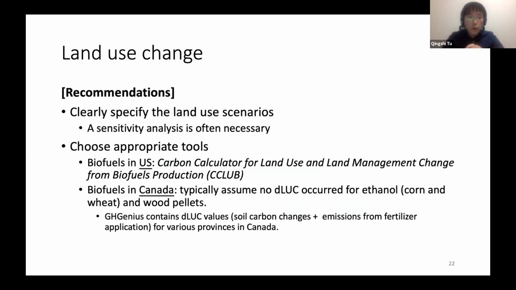And then for the recommendation of modeling land use change, there are a couple of tools you can use. In the US, there's a tool called CCLUB where they have pre-calculated vectors you can use if you're modeling biofuel in the US. And for biofuel production in Canada, there's a typical, kind of safe assumption that there's no direct land use change, for example, for ethanol and wood pellets. But there are some direct land use change values if you want in the tool called GHGenius. I think I'm probably just going to stop here.